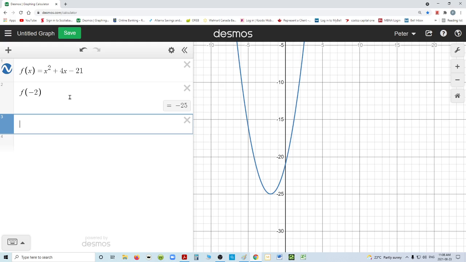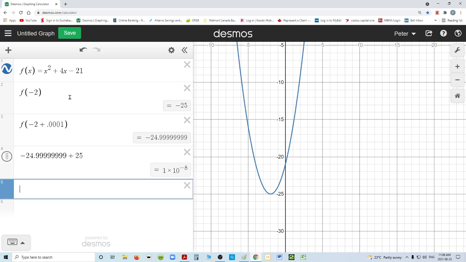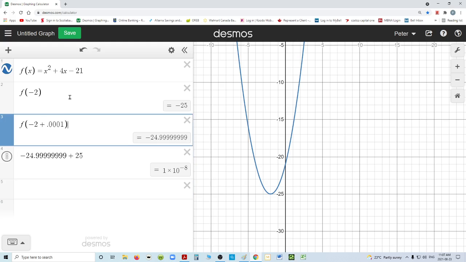Then you would find the point just to the right of it. What's the point just to the right of it? Minus 2 plus 0.0001, 3 zeros, and it's minus 24.999. So you're going to take the point just to the right of it, because you always take the point just to the right. You're going to subtract the point itself. Minus 25 becomes plus 25. Then you're going to take all of that and divide it by your h.